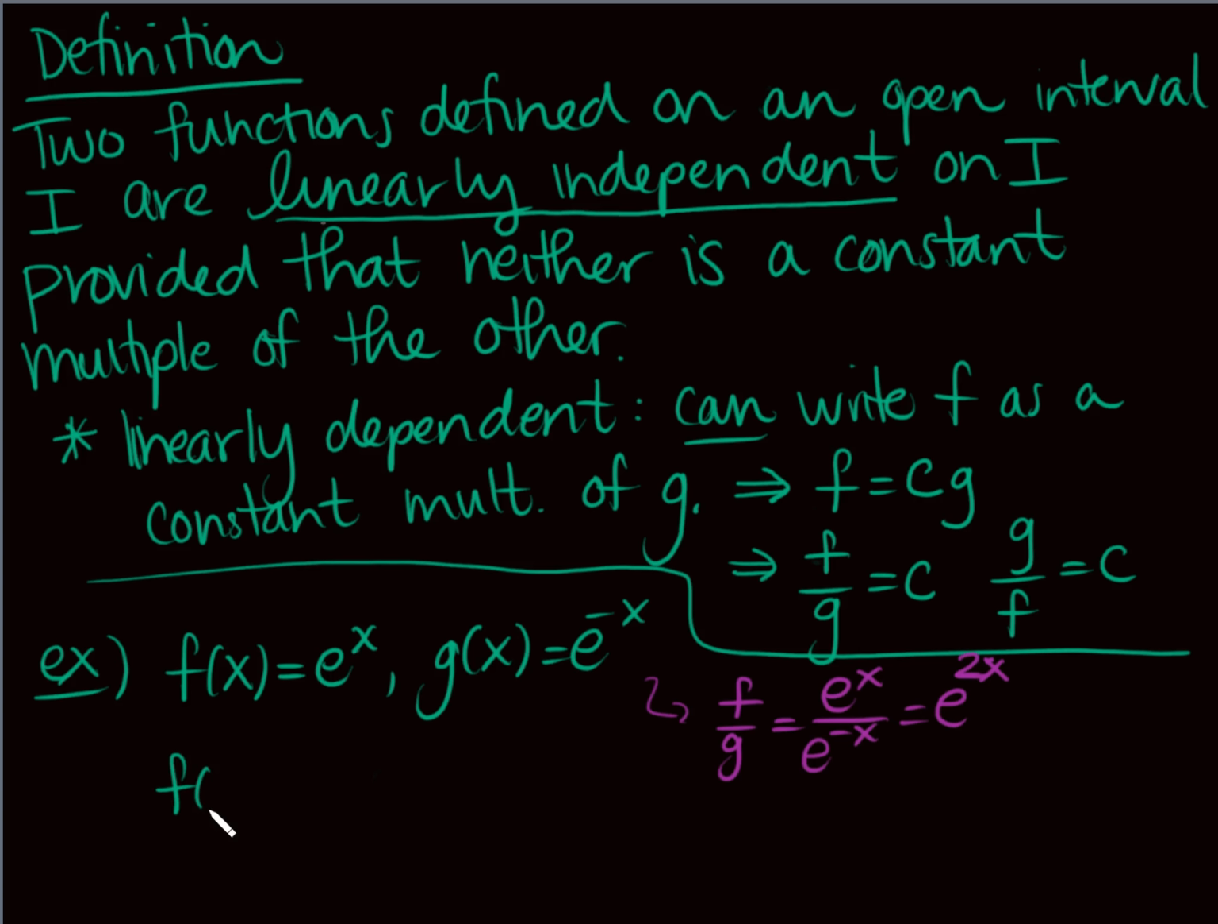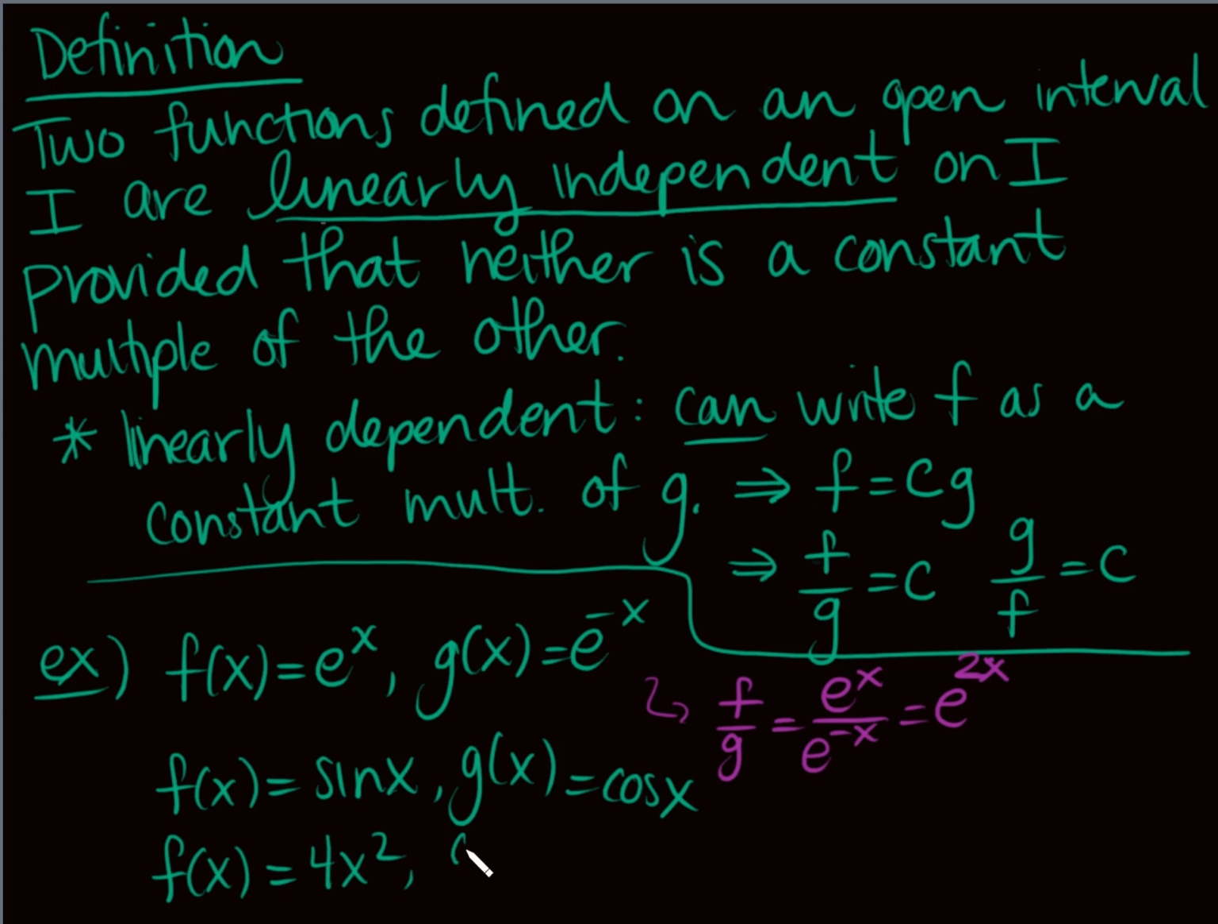Same thing with sine and cosine. These are linearly independent: f of x equals sine of x, g of x equals cosine of x. One is not a multiple of the other. Now, 4x squared and 3x squared are clearly linearly dependent. I can see that because if I divide them, 4x squared over 3x squared, I get a constant. Linearly dependent.